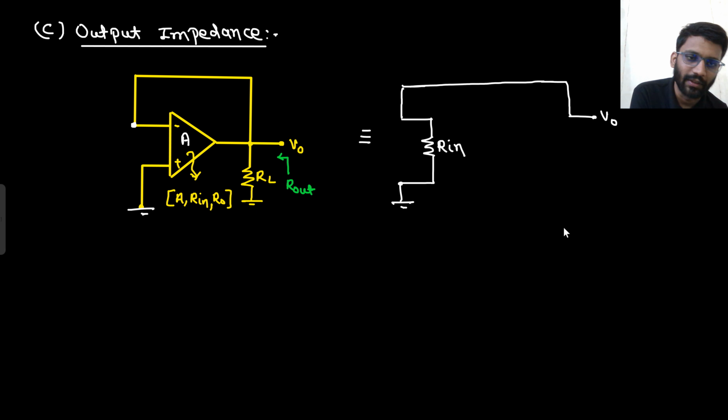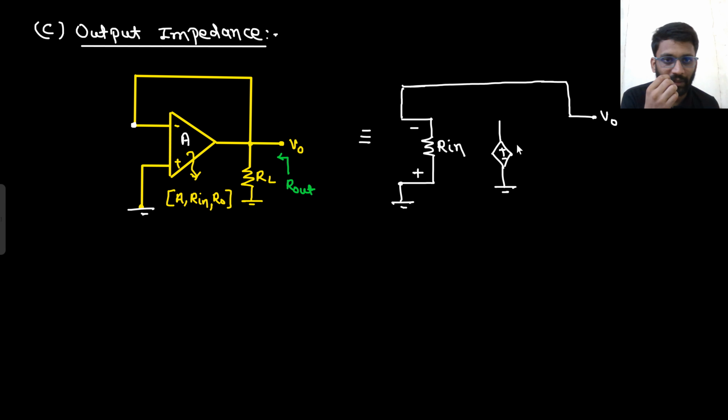This node is V naught only, and here it will be amplified with the factor of A. So V naught minus 0, it would be minus A V naught. Say yes or no? Because here you are having V naught. So this negative terminal is at V naught potential. So A into 0 minus V naught, it would be minus A V naught.